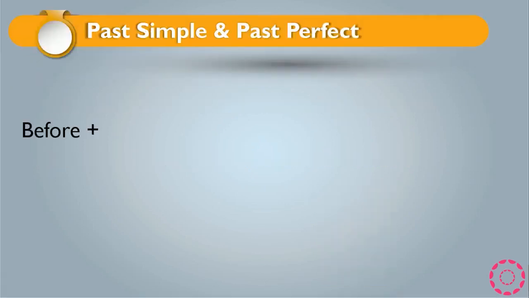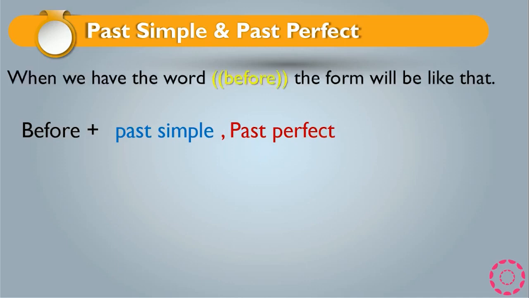And we have another one, before plus past simple plus past perfect. So also we can use before, but now the actions take place with each other. When we have the word before, the form will be like that. So when we use before, we will change the places of past perfect and past simple.